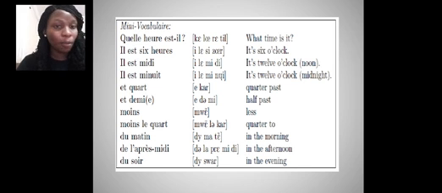Quarter to. Du matin. In the morning. De l'après-midi. In the afternoon. Du soir. In the evening.